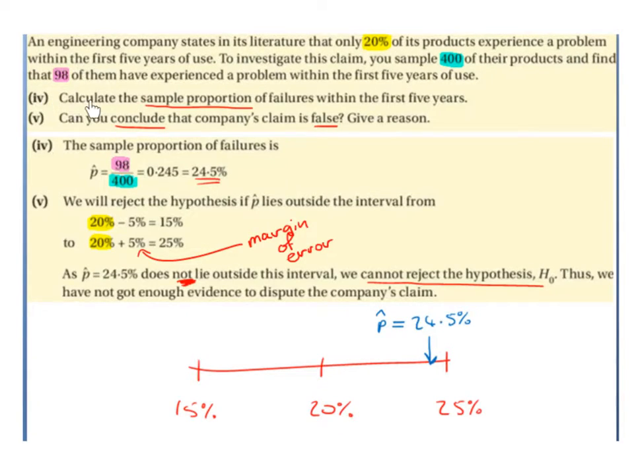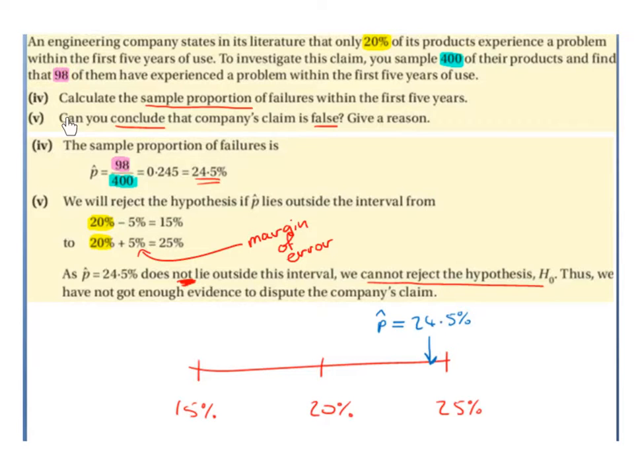Part 4. Calculate the sample proportion of failures within the first 5 years. The sample proportion of failures is p hat, which is 98 divided by 400, which is 0.245, which is 24.5%. So the 98 came from here, where we found that 98 of them had experienced a problem within the first 5 years of use, and the 400 came from here. There was 400 in the sample. So 98 divided by 400 gave us p hat.